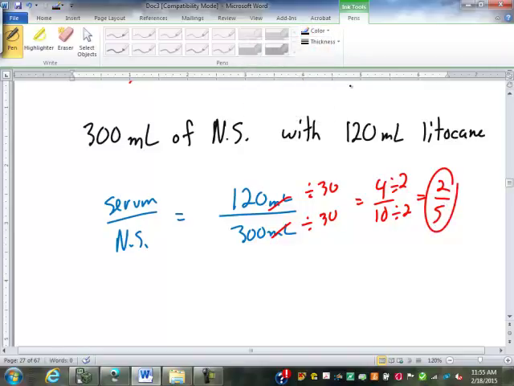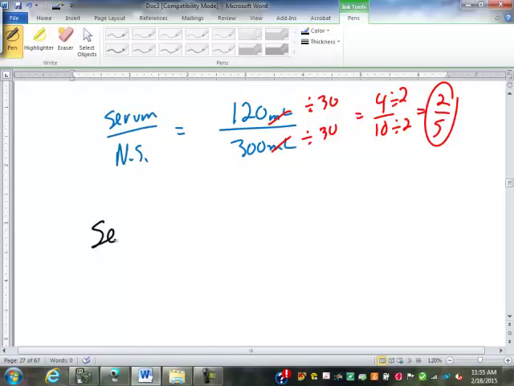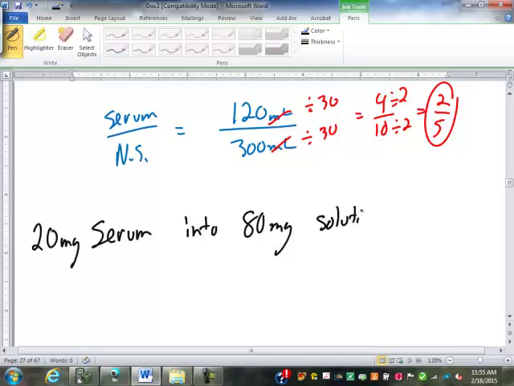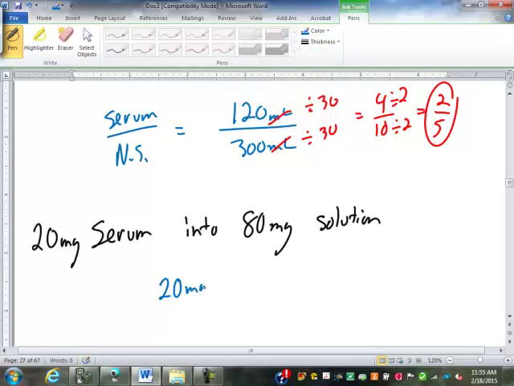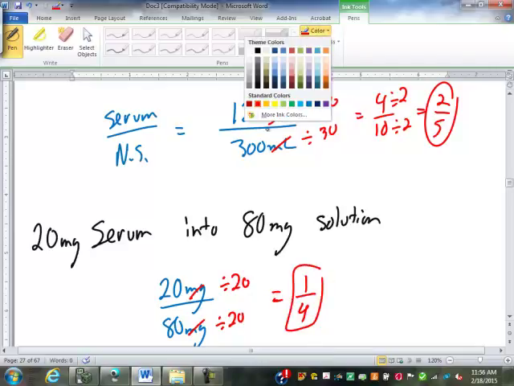Or we might have a medication. We have a serum. So let's take 20 milligrams of serum that we're going to dilute into a total of 80 milligrams of solution. Well, that is 20 milligrams of serum. The serum to total solution is 20 milligrams to 80 milligrams. Once again, the milligrams cancel out. Reduced by 20 gives you a 1:4 ratio.